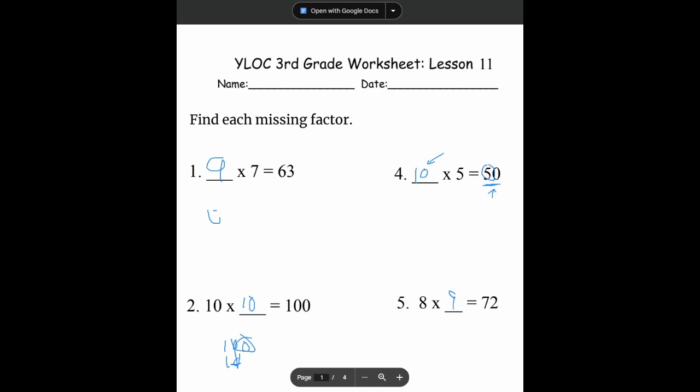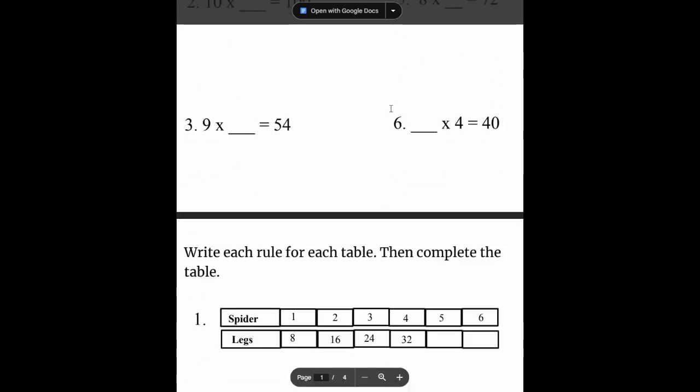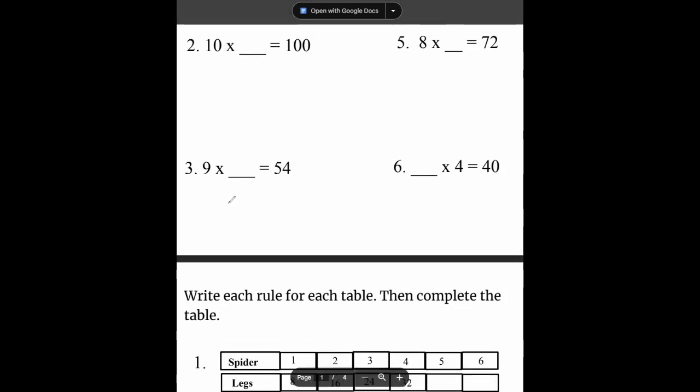8 times 9 is equal to 72, because 8 plus 8 plus 8 plus 8 plus 8 going on to 9 times is 72. And then moving on, 9 times blank is equal to 54. 9 times 6 is equal to 54. You can calculate this if you want: 9 plus 9 plus 9 plus 9 plus 9 plus 9. I'm not entirely sure what the difference between this and just thinking of the answer in your head would be, because you would have to kind of calculate this, but it's okay.